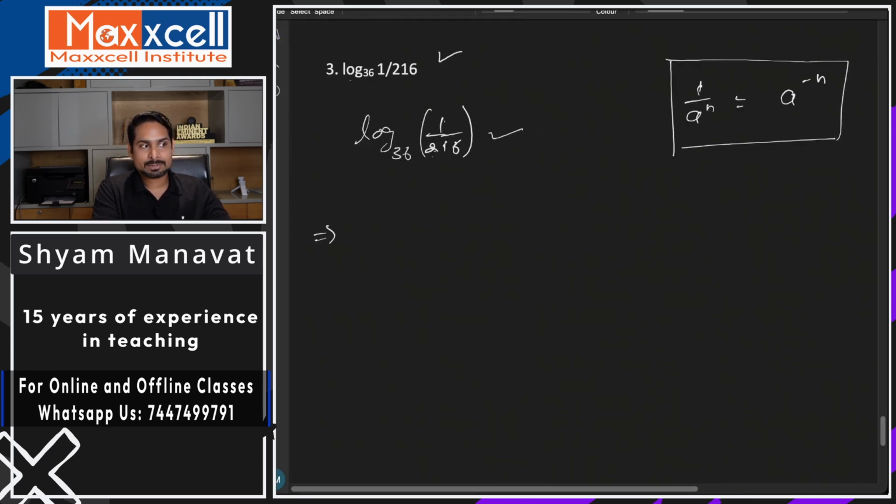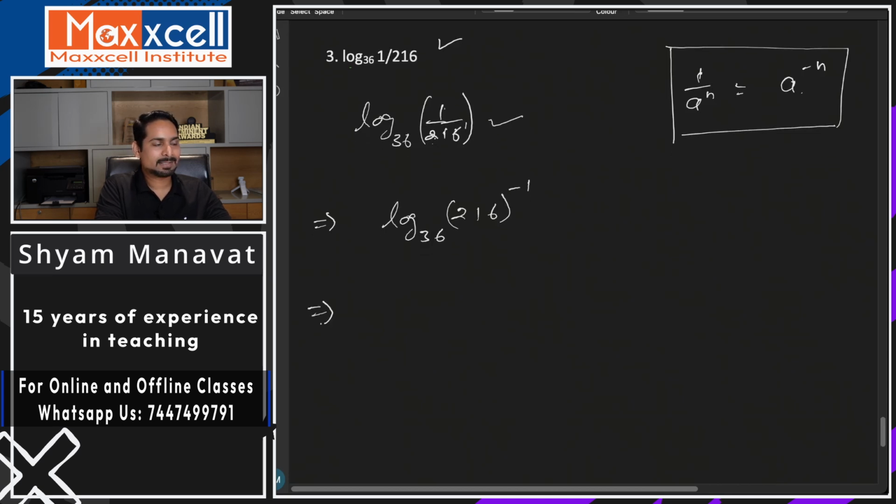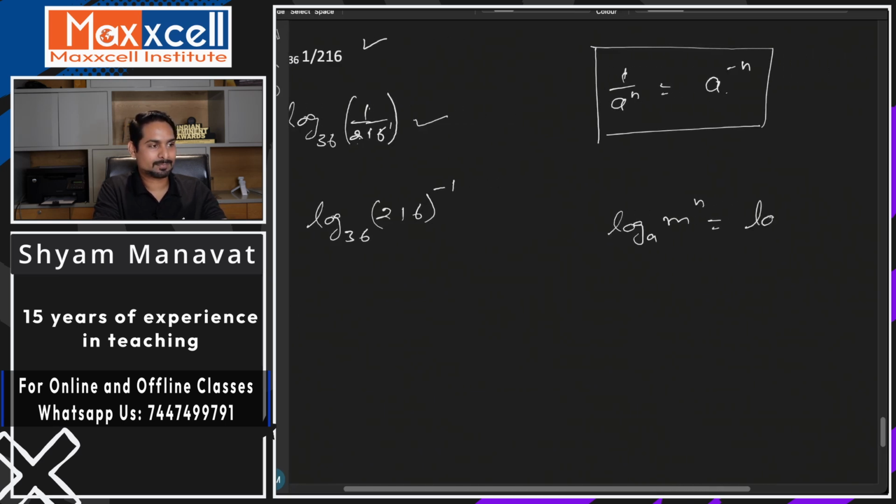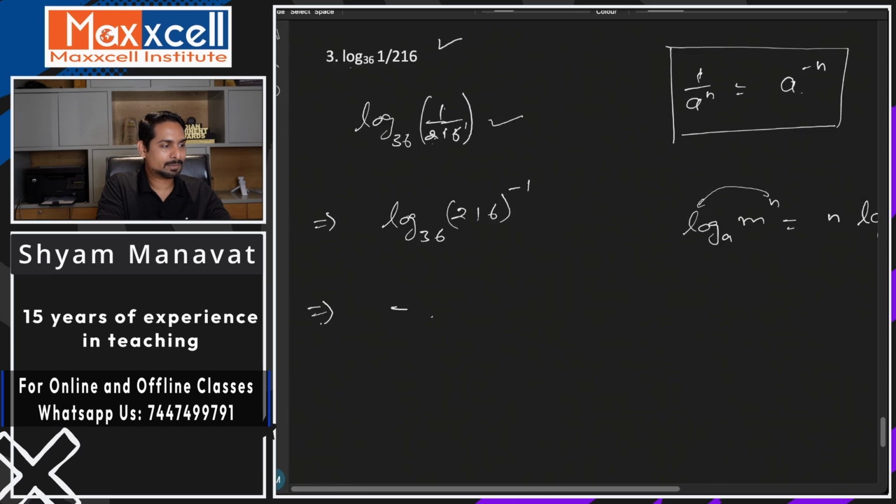1 upon a raised to n can be written as a to the power minus n. So we can use this. So what happened when I use this? It will become 216 raised to, here 216 is raised to what? 1. So I have minus 1 here, right? Then further I can apply the property of log, which says what? Log m raised to n base a can be written as what? The n will go in multiplication, so n log m base a, right? So this will be minus of log 216 base 36.